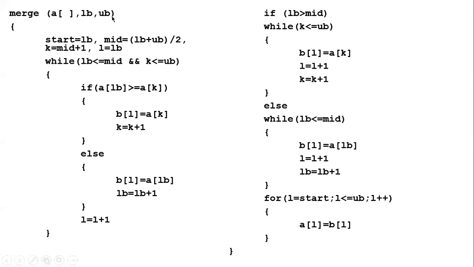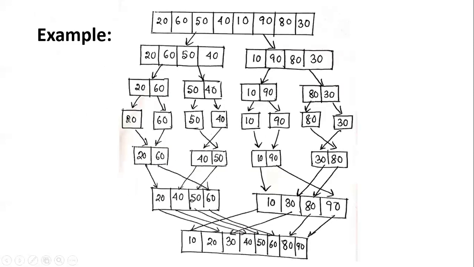Looking at the above picture, we can easily understand that we are recursively splitting and after that recursively merging. So this is my sorted array and they will get merged using the merge algorithm and I shall get the final sorted array. These are the sorted subarrays and I will get the final sorted array using the merge algorithm.